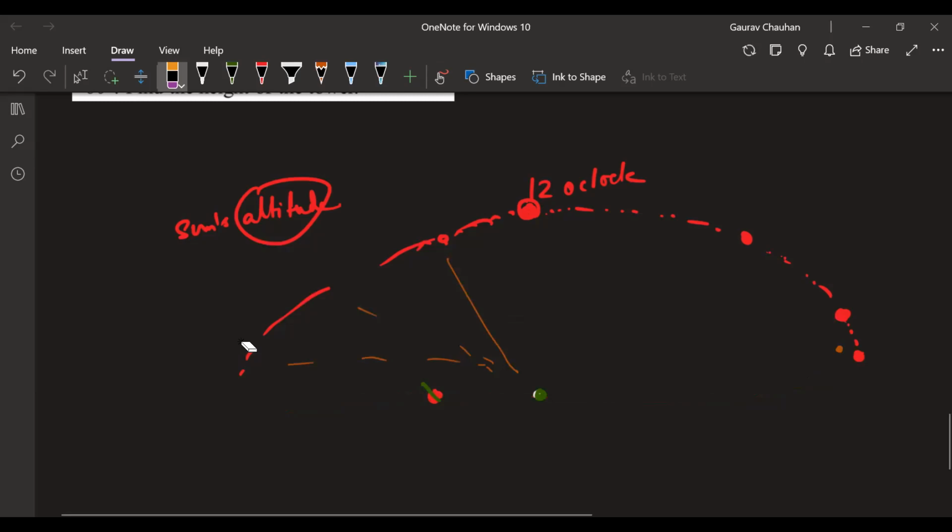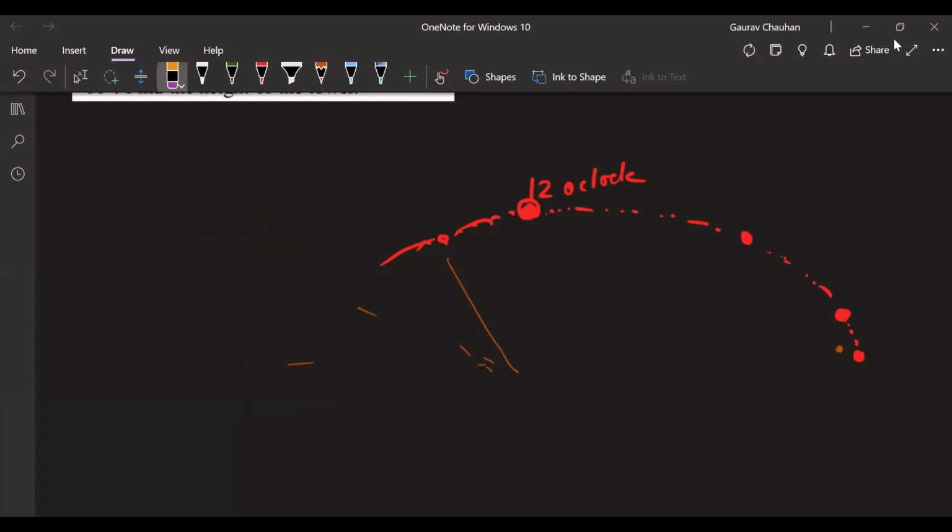Does anyone else have any other doubts here? Don't confuse yourself with what I just said. Our angle of elevation is the angle at which we are looking at the sun. Sun's altitude is the angle of elevation at which we are looking at the sun. Which angle is that? With respect to the horizontal, wherever you are standing, that place's horizontal.